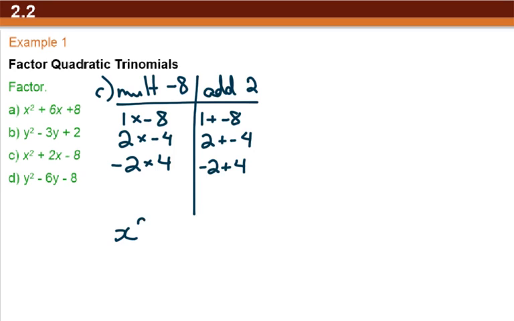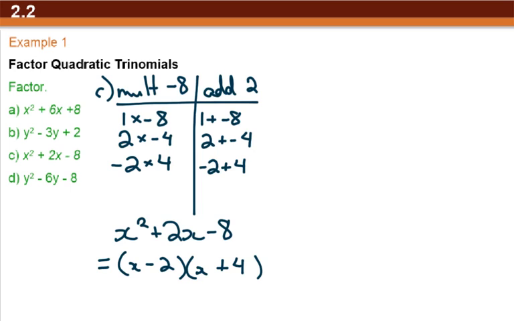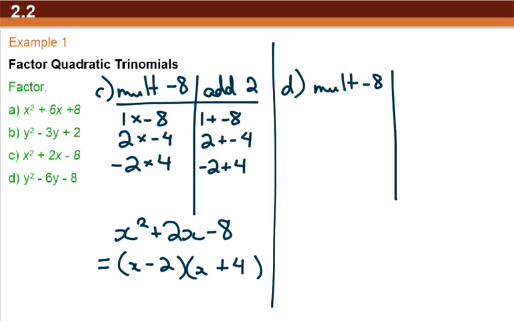To factor, we had x squared plus 2x minus 8. It will factor into two brackets. X is in the front. One gets minus 2. The other gets plus 4. D, same idea. We have to multiply to negative 8 and add now to negative 6.